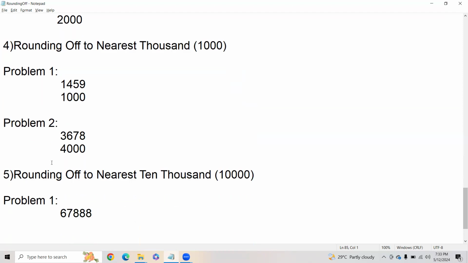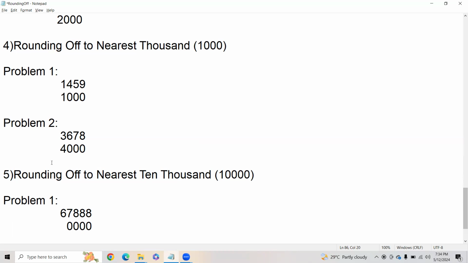Let's look at the similar question for nearest 10,000. 67,888. We need to round it off to nearest 10,000. So ask yourself, how many zeros are in 10,000? We have 4 zeros in 10,000. You can count here 1, 2, 3, 4. So to start off with the first step, you put 0000 as it is. So our step 1 is done. It's very simple. You just put 0000 because 10,000 is having 4 zeros.